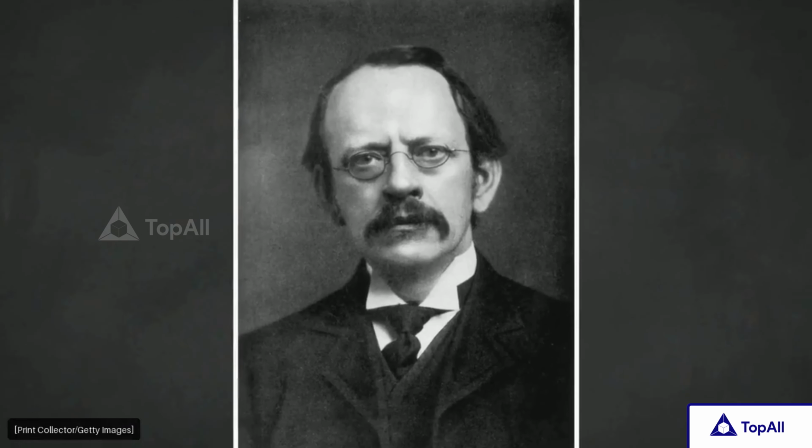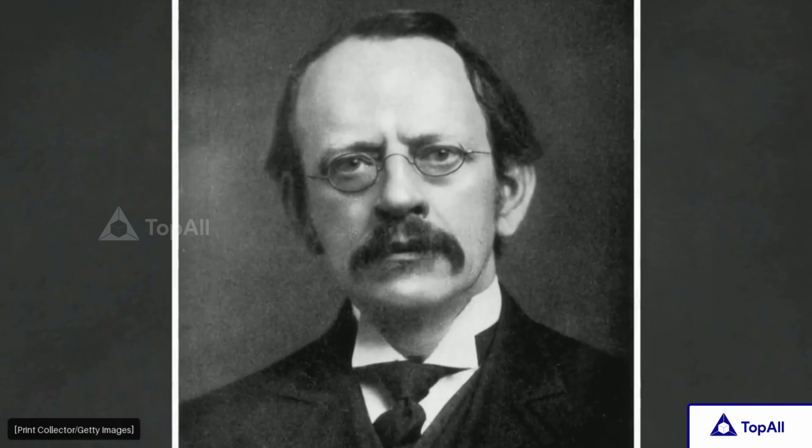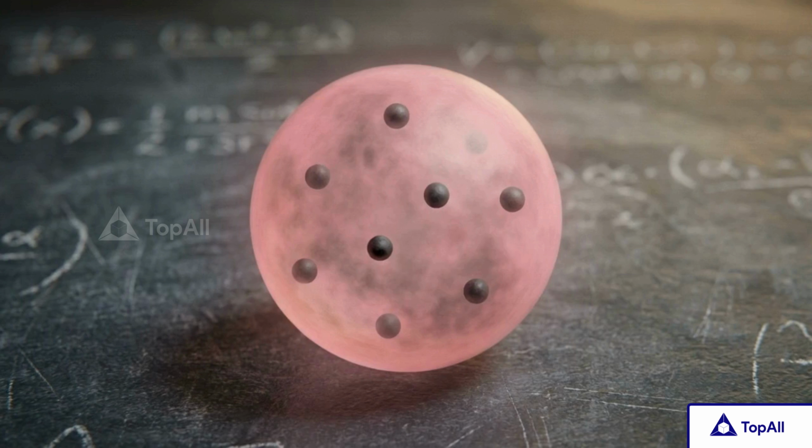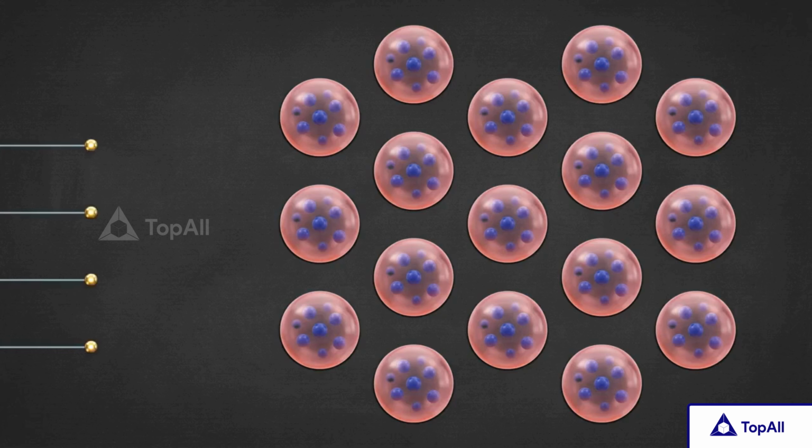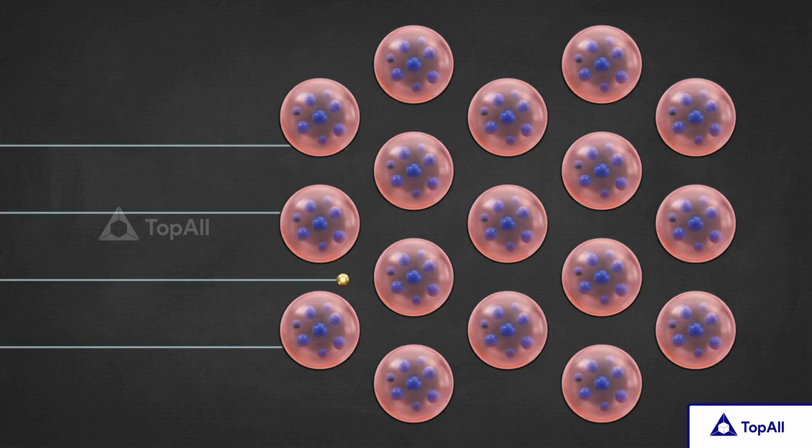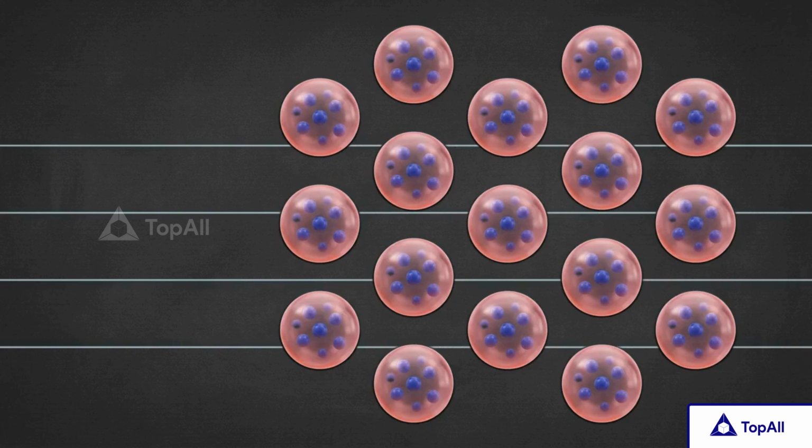At the time, the leading theory was J.J. Thomson's plum pudding model. It suggested that atoms were soft spheres of positive charge, with electrons embedded inside them, like seeds in a watermelon. Because the positive charge was thought to be spread thinly throughout the atom, these high-energy alpha particles were expected to pass through the foil with almost no deflection.